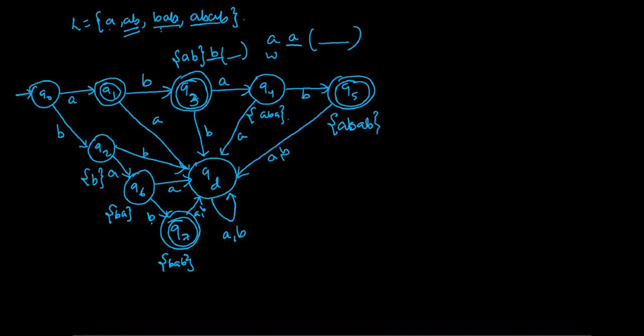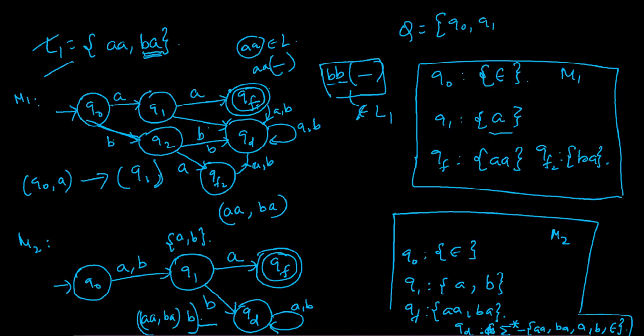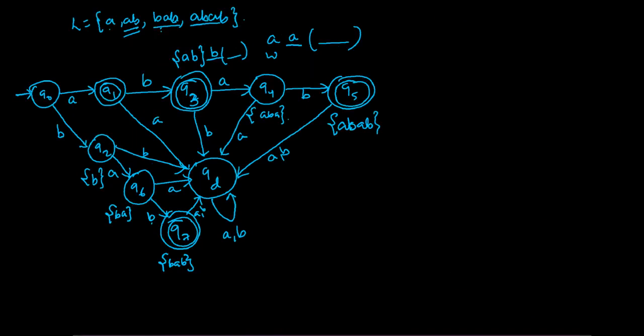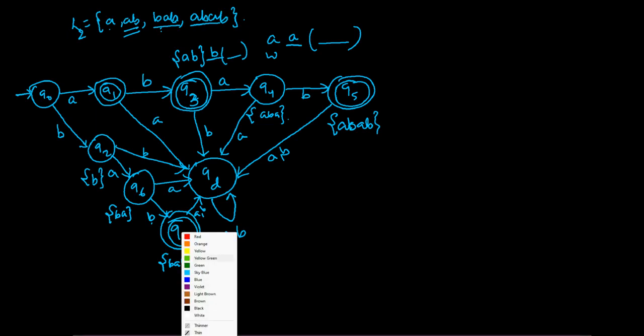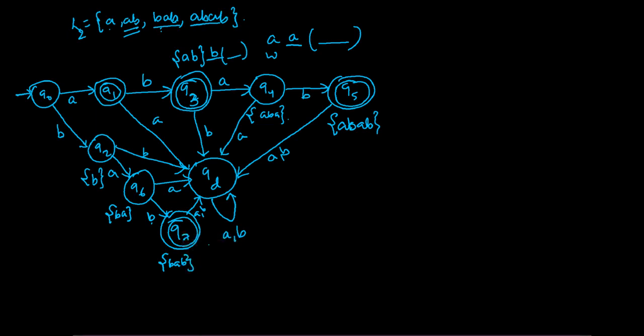So the two examples that we have seen, L1 and L, let's make it L2. These are finite languages. So the observations that I am talking about are for finite languages, that is, DFAs for finite languages.